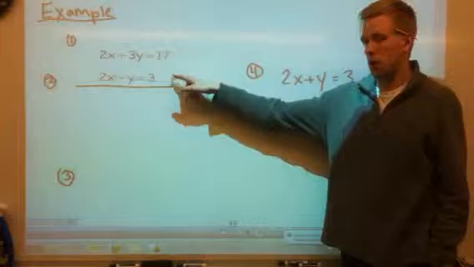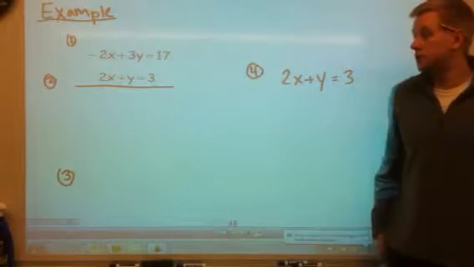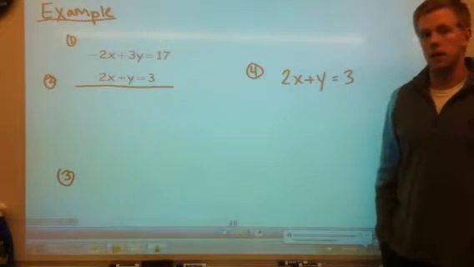Okay, so you're going to do this example, show me all 4 steps, and I should see all 4 steps on your paper very easily so I can go back and check your work.